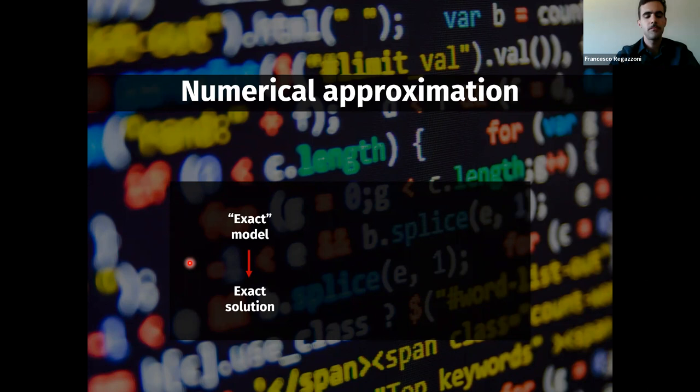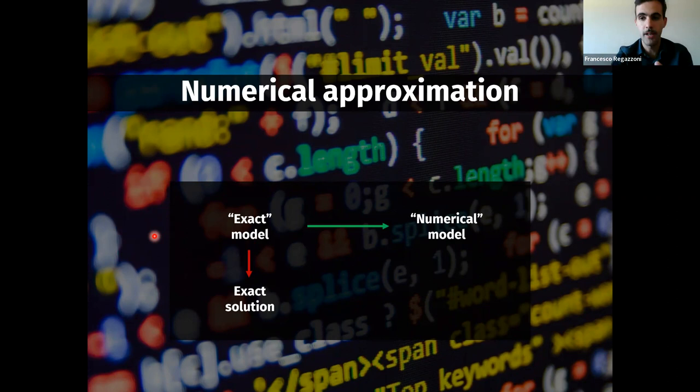And so instead of passing from the exact model to the exact solution, people came up with the idea of the numerical approximation. The idea is to define a new model that is different from the one that they want to solve, that is the numerical model.